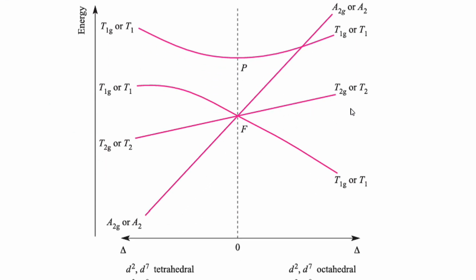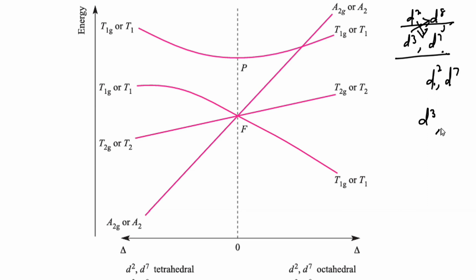So here is the Orgel diagram for the D2, D8, D3, and D7 configuration. Recall that we said from the positive O concept, these two have the same multiplicity and the same term symbol, but an inverted splitting pattern. So the splitting pattern of D2 matches with D7, and the splitting pattern of D3 matches with D8. They have matching splitting patterns, right?